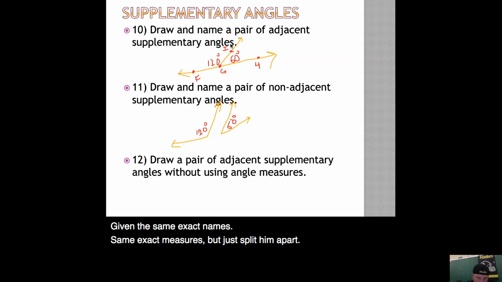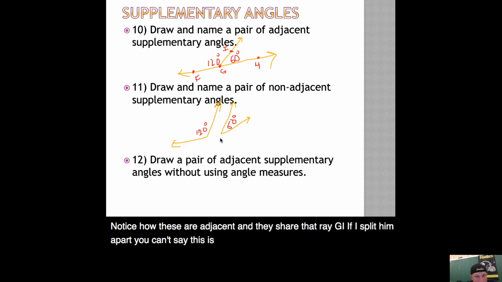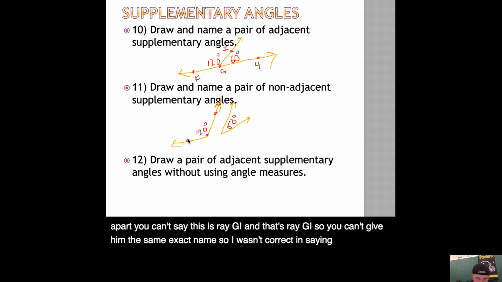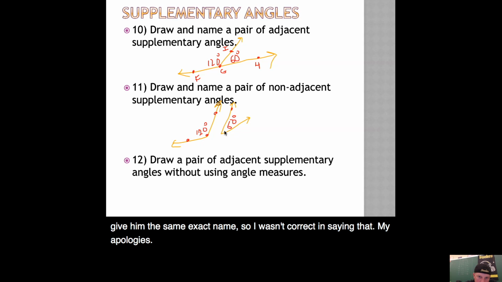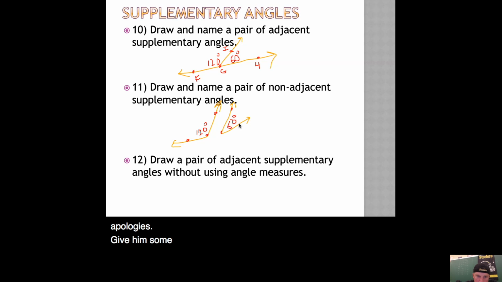Well, notice how these are adjacent and they share that ray GI. If I split them apart, you can't say this is ray GI and that's ray GI. So you can't give them the same exact name. So I wasn't correct in saying that. My apologies. Give them some new names.